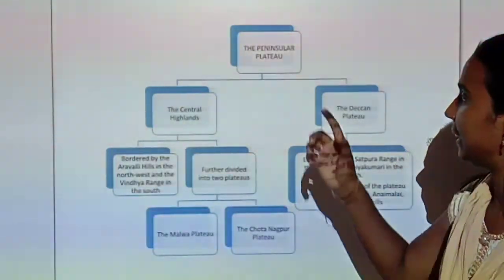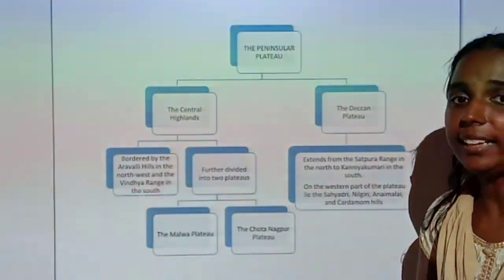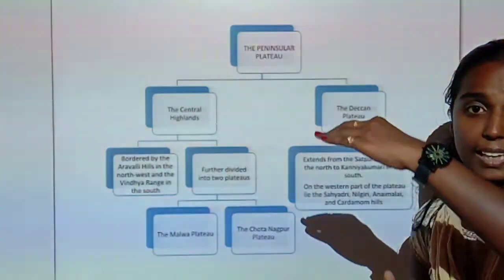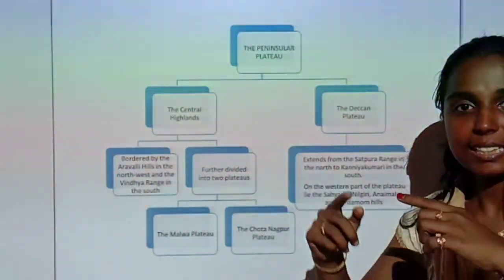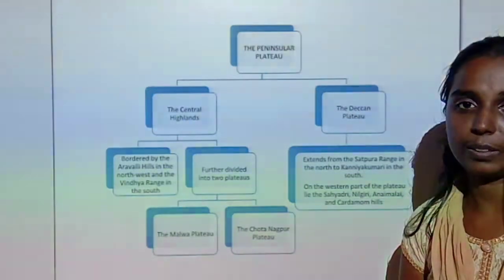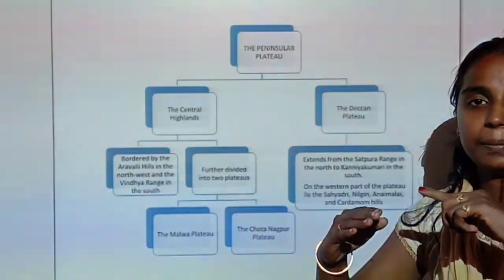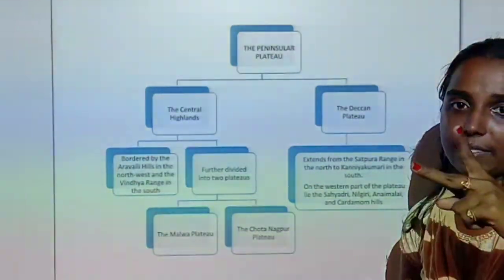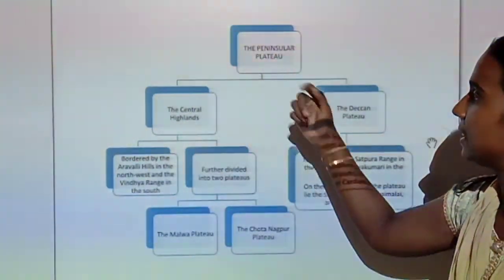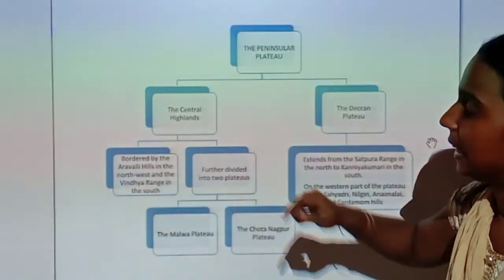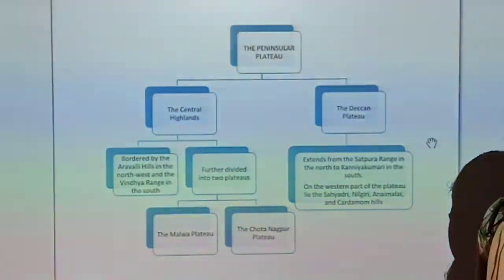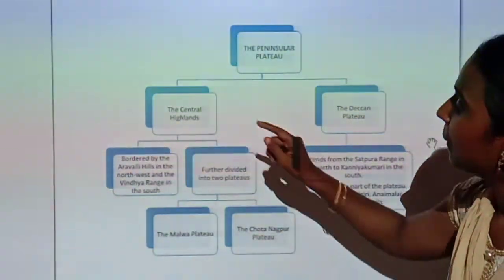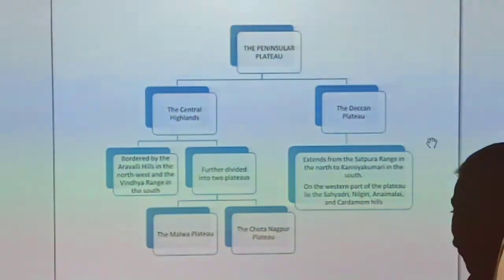Yes, then we have learned about the Peninsular Plateau, right? So where is this Peninsular Plateau located? It extends from the south of the Northern Plains till Kanyakumari in the south, right? So it is divided into 2. What are the 2 main divisions of the Peninsular Plateau? The Central Highlands and the Deccan Plateau, okay? So the Peninsular Plateau is divided into 2. What are they? The Central Highlands and the Deccan Plateau.